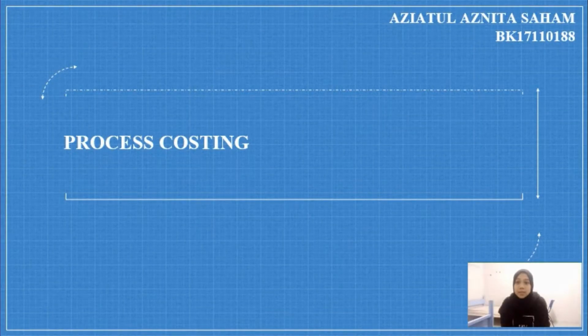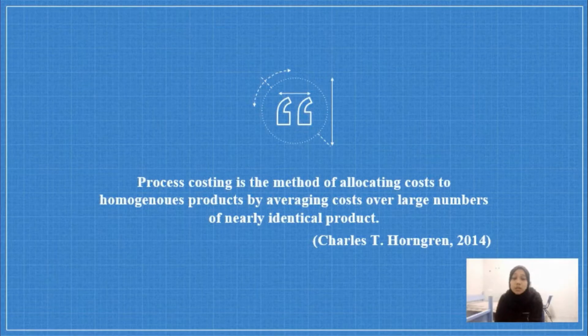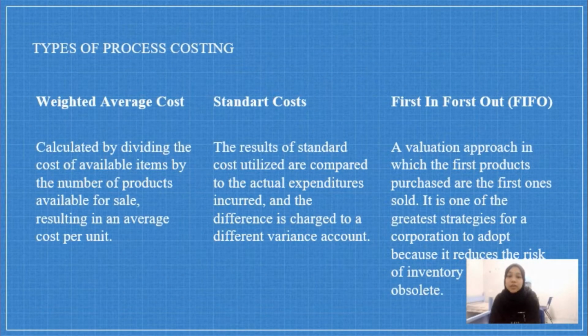Hello, my name is Aziatul Aznita and I will discuss process costing. According to the introduction of management accounting, process costing is a method of allocating the cost of a large number of nearly identical products. There are 3 basic forms of process costing that can be employed in various scenarios.